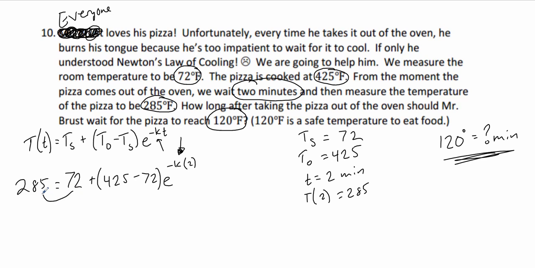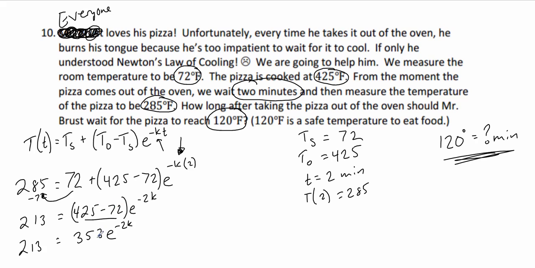I'm going to bring the 72 over. That gives me 213. Remember, I have to subtract it, right? Minus 72 equals 425 minus 72 in parentheses there, times e to the negative k times 2, or negative 2k. Let me rewrite that, negative 2k there. Now I'm going to do this in parentheses right here. So 425 minus 72 is 353. Then I'm going to divide both sides by 353, and that will cancel out the right side.